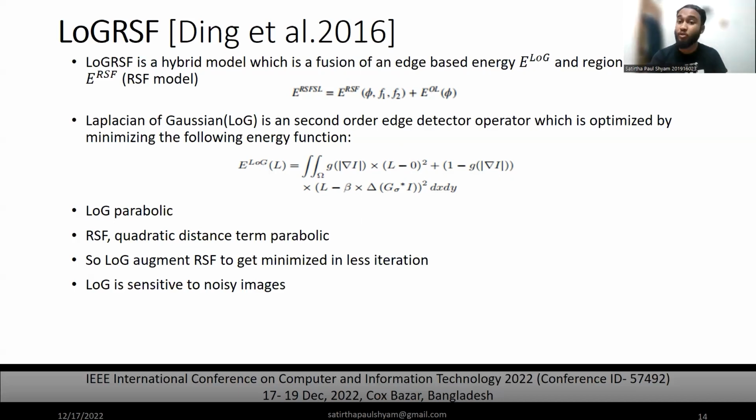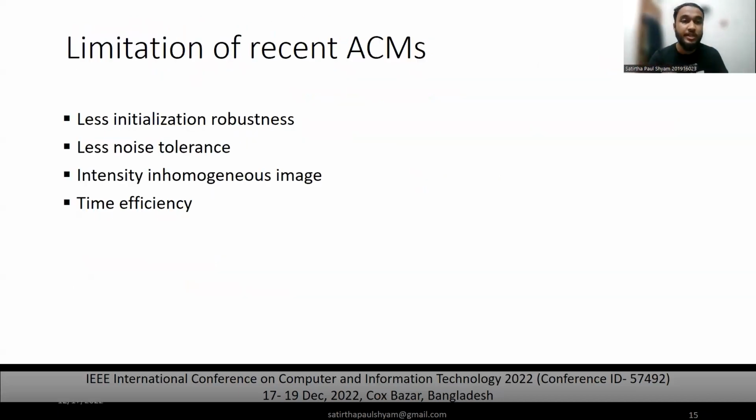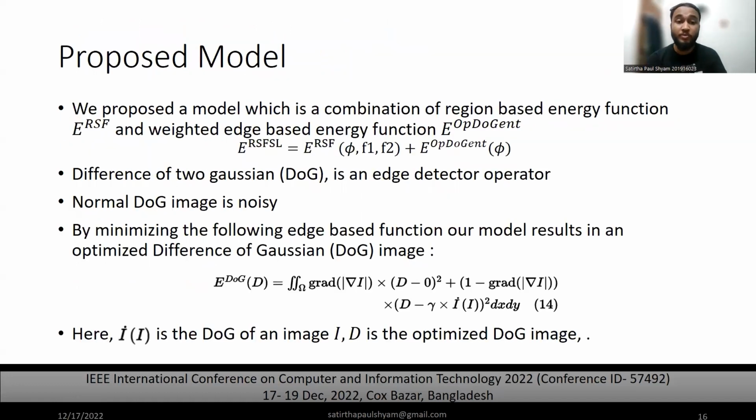LoG is also sensitive to noisy images, so it has some issues. Limitations of LoG-RSF are less initialization robustness, less noise tolerance, intensity inhomogeneous images, and time efficiency also. So we proposed a model which is a combination of the region-based model energy and a weighted edge-based energy function equal to DoG. Here, our model results in an optimized DoG image.